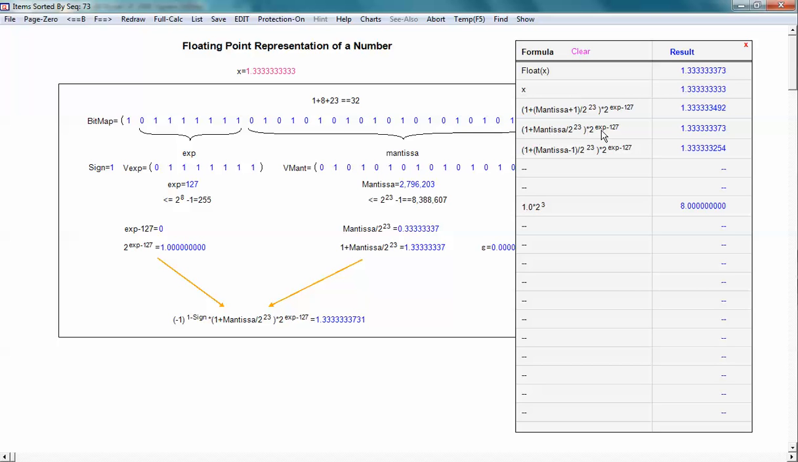Here's our formula for the decimal equivalent of this bitmap. So the floating point equivalent for this x, and the x is 1.33333. It keeps going. That's what 1/3 is. Infinite number of 3's going out here to the right. Notice what our floating point number comes out to be.